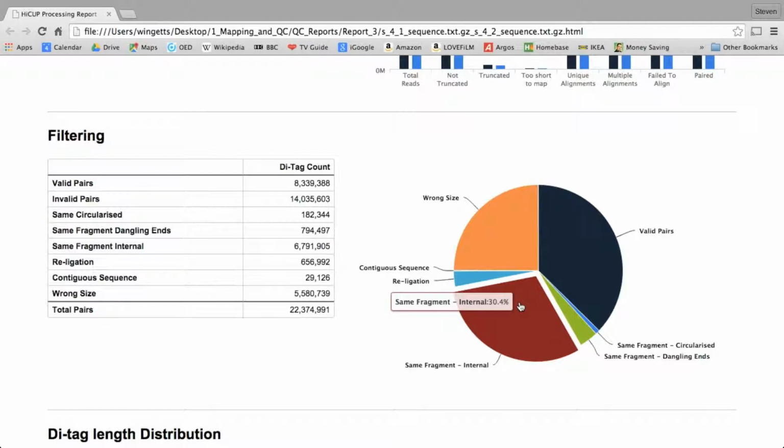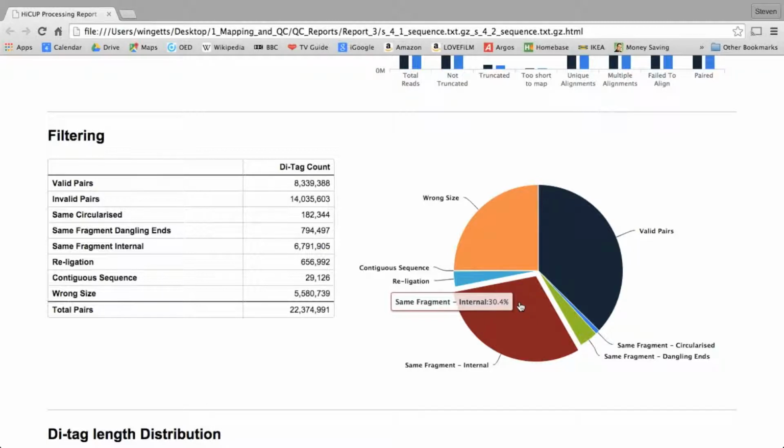These are fragments where both reads of the read pair map to the same restriction fragment. And so essentially what we're seeing is a contiguous region of DNA that has fallen between the two sequencing adapters. Internal means that this stretch of DNA does not cross a restriction enzyme cut site. This is important because at this position is where we would, under normal circumstances, get an incorporation of a biotinylated residue, which is required for the streptavidin bead pull down.